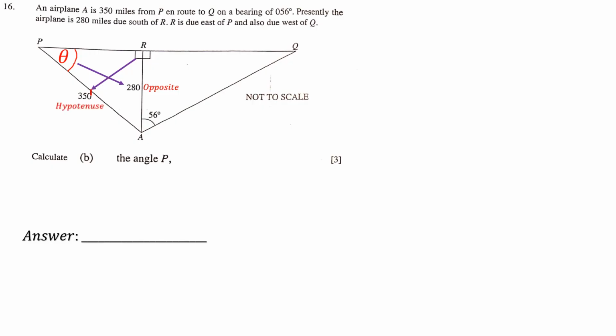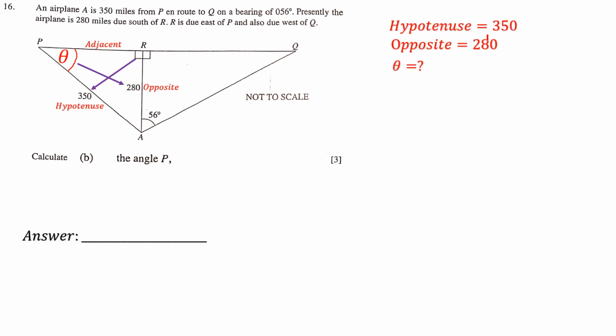And so what trig ratio contains opposite and hypotenuse? Well, that's going to be the sine ratio. And so we have the hypotenuse is 350. We have the opposite is 280. And we don't know what theta is.